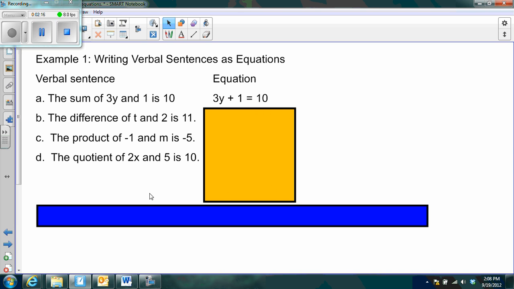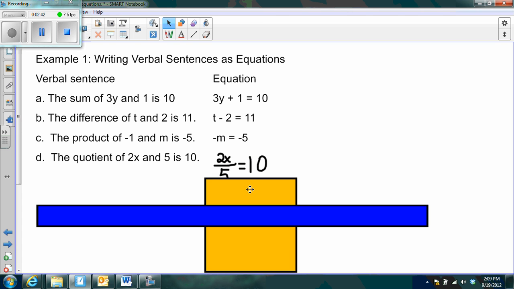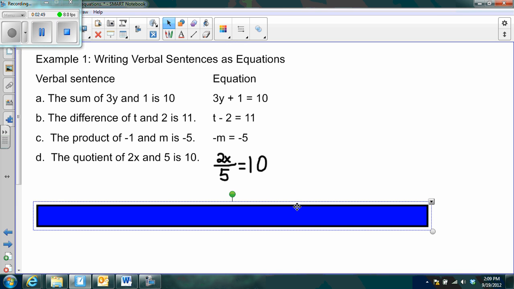Another example is the difference of t and 2 is 11. So t minus 2 is equal to 11. The product, which is multiplication, of negative 1 and m is negative 5. Well, negative 1 times m is the same thing as negative m. So here's negative m equals negative 5. And then the quotient, meaning division, of 2x and 5 is 10. So 2x divided by 5 is equal to 10. That's how we can go about rewriting these verbal sentences as an equation.